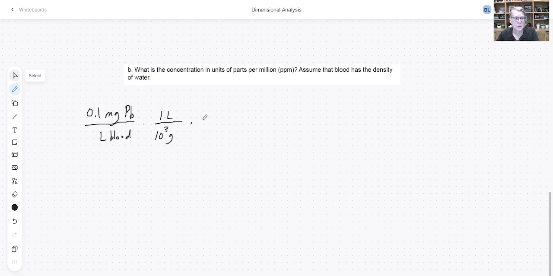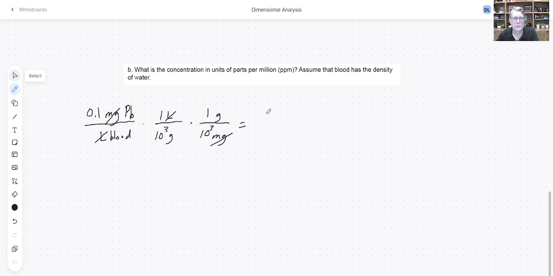Let's put the milligrams of lead in units of grams. So we know for every 1,000 milligrams there is 1 gram. So let's examine the units now, see if there are any we can cancel out. And yes, there are. Milligrams in the denominator, milligrams in the numerator, those cancel out. We have liters and liters, those cancel out, so we are now left with grams of lead in the numerator and grams of blood in the denominator, which is exactly what we want.